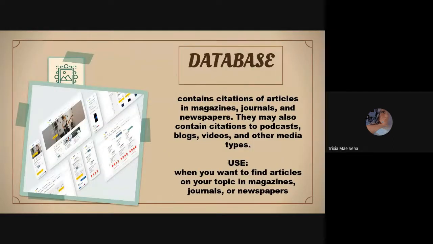Database contains citations of articles in magazines, journals, and newspapers. They may also contain citations to podcasts, blogs, videos, and other media types, used when you want to find articles on your topic in magazines, journals, or newspapers. So, for database, some contain abstracts or brief summaries of the article, while other databases contain complete full text articles.